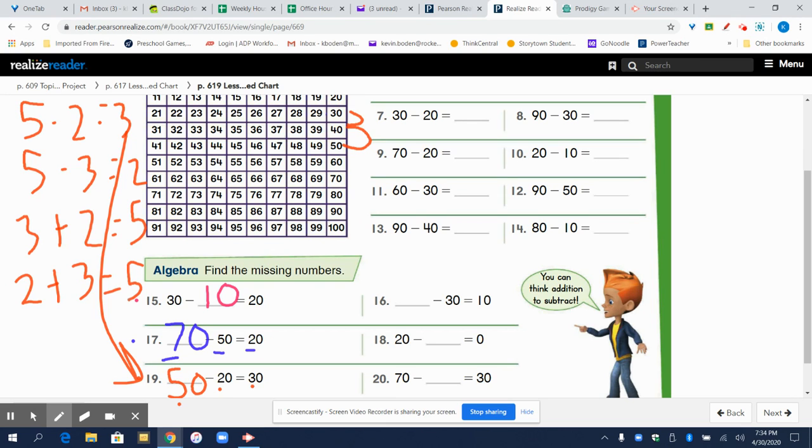I would love to show you some more if you'd like, but look, there's a 5, a 2, and a 3 in number 19. There's a 5, a 2, and a 3 in every one of the equations I just did. That's really sloppy, I understand.